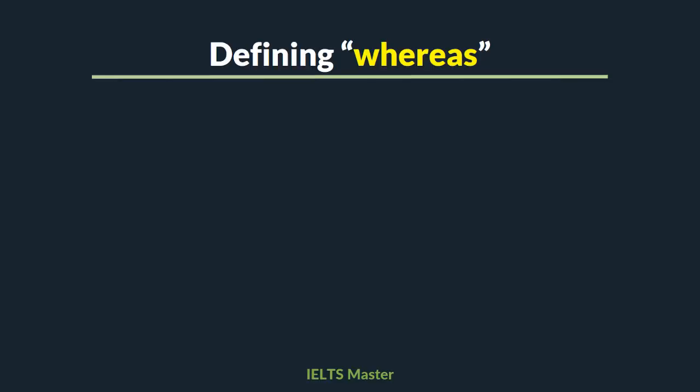First, let's define whereas. What does whereas mean? Well, first, it's a subordinating conjunction. This is the word type. What does subordinating conjunction mean? Well, that's a very good question. We'll come back to subordinating in just a moment, but what is a conjunction? A conjunction is something that links two things together. In this case, whereas links two parts of a sentence together. So you don't use it with a period or a full stop, you use it with a comma.